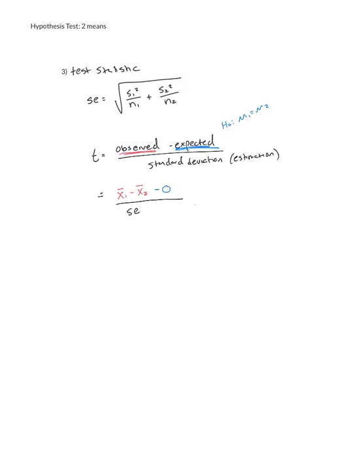And notice that because I'm subtracting off 0 there, well, 0 doesn't actually matter. So I'm going to go ahead and erase it. And that'll be my t-score. After I do step 3, I'm on to step 4.